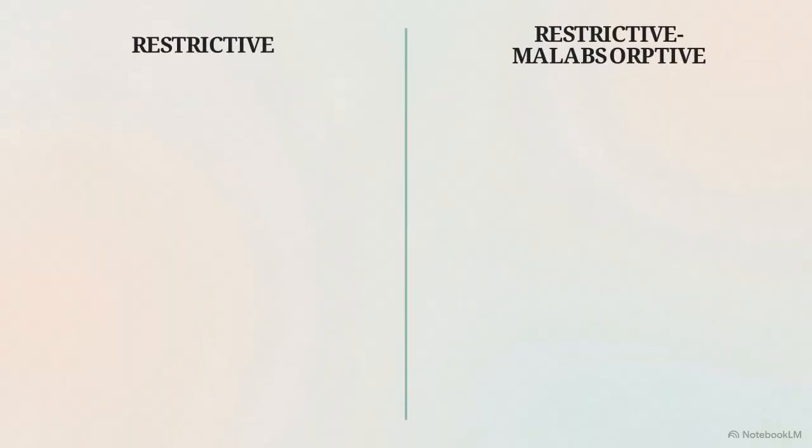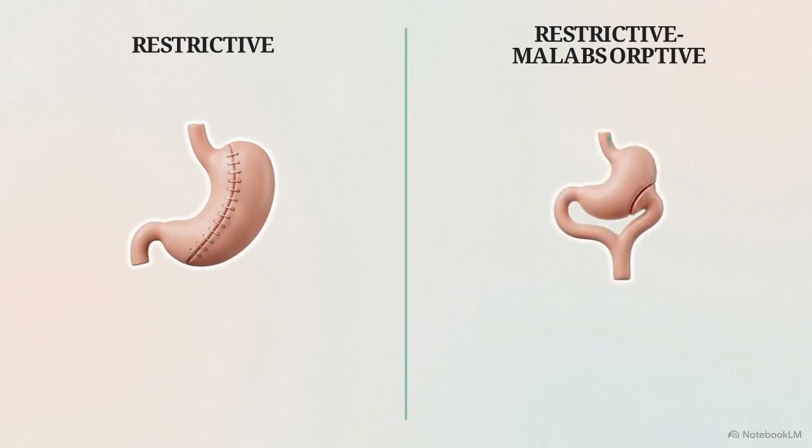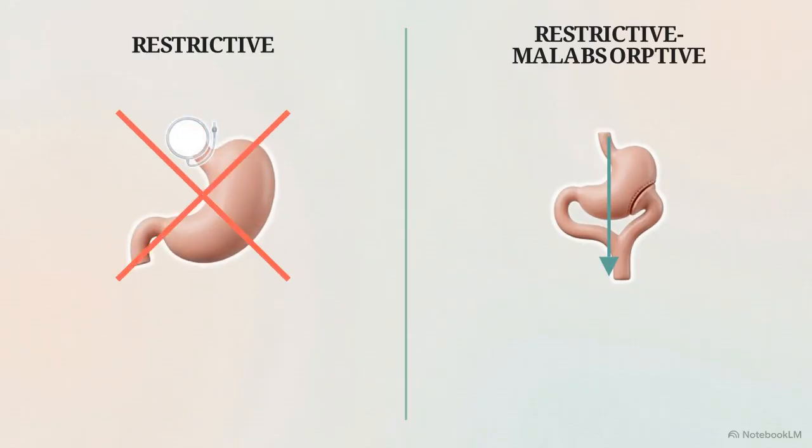This split-screen anatomical diagram compares distinct mechanical approaches. On the left, restrictive-only procedures like laparoscopic sleeve gastrectomy reduce gastric volume. On the right, restrictive malabsorptive procedures like Roux-en-Y gastric bypass reroute the intestinal tract to limit nutrient absorption. Older restrictive methods like gastric banding are now nearly abandoned.